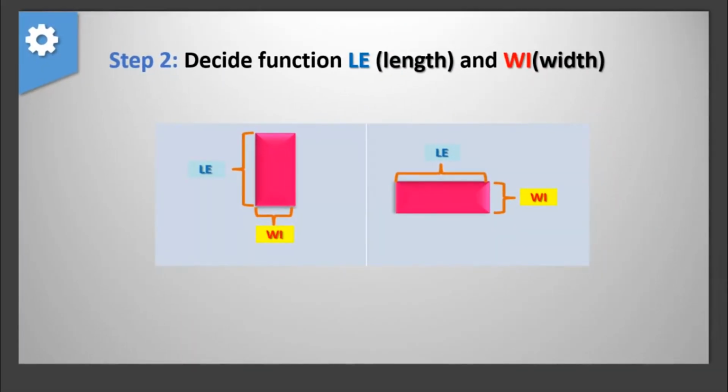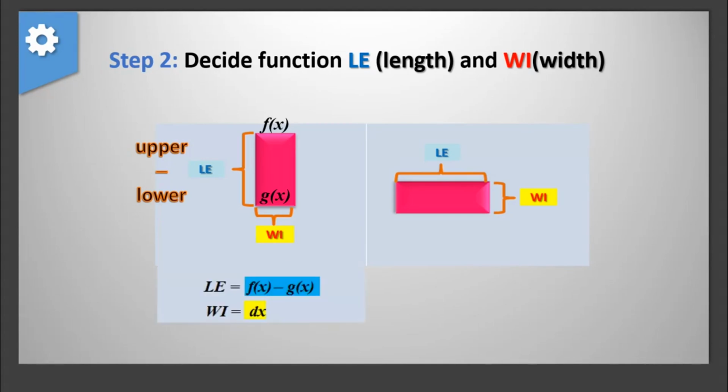Step 2. We decide the function for length and width. For the vertical block, we have two functions. They are f(x) and g(x). Length is always the upper function subtract the lower function. Therefore, we have the length as f(x) minus g(x). Width is the small change of x, which is dx.